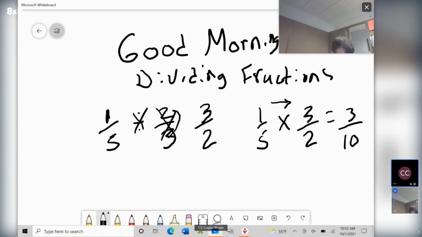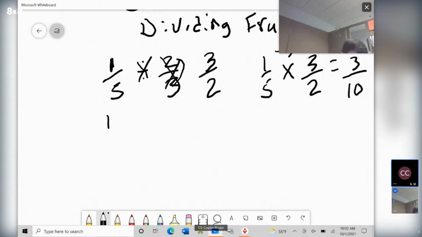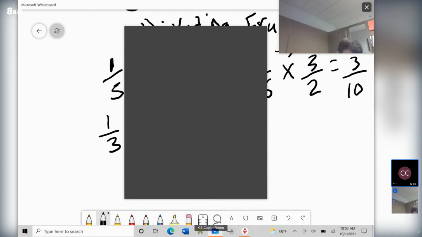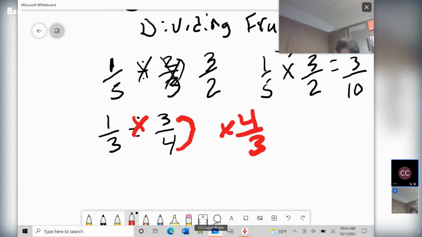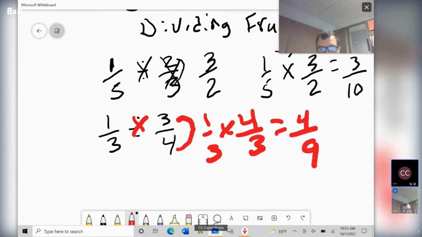Okay, let's do another one. So if we have 1/3 divided by 3/4, the inversion means we're just going to flip this. So then it becomes 4/3. And then we just do our straight multiplication problem. Remember to switch it to a multiplication. Then it'd be 1/3 times 4/3, and that's going to be 4/9. Okay, so it's just pretty straightforward.